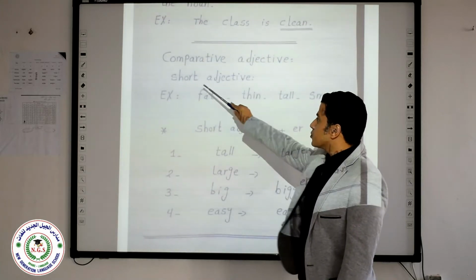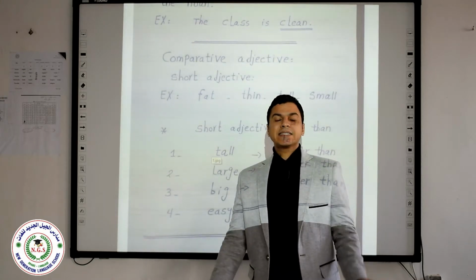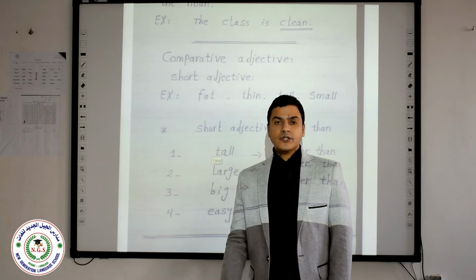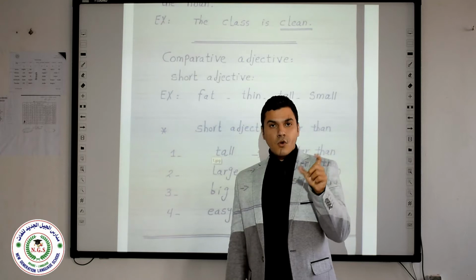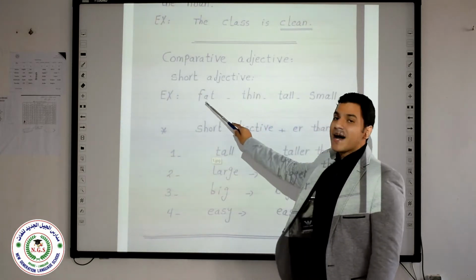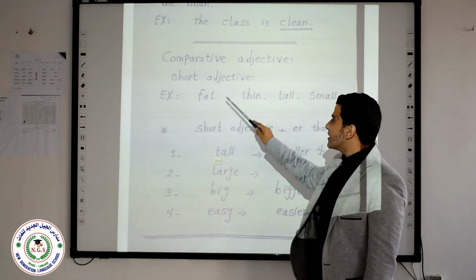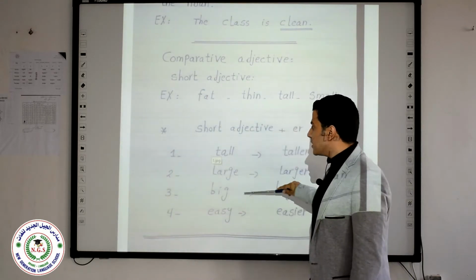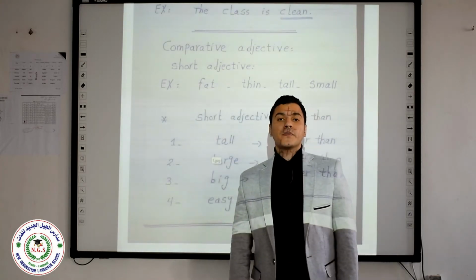short adjective, صفة قصيرة. Okay, what is the meaning of the word short adjective؟ It is just an adjective which consists of one syllable. بتتكون من مقطع واحد بس. Like for example, fat, thin, tall, small. All of these are called short adjectives. صفات قصيرة.